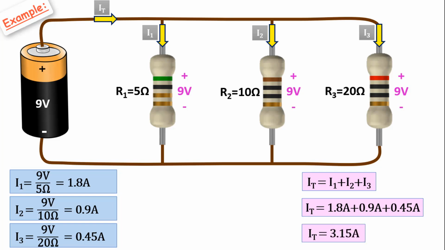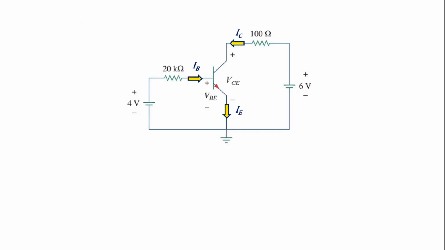We can apply Kirchhoff's current law in all circuits, not just resistors. For example, in a BJT transistor circuit here, the sum of the incoming IB base and IC collector currents to the transistor is equal to the outgoing IE emitter current. Since we use this formula in transistor question solutions, I wanted to show this example, albeit simple. Kirchhoff's current law is basically like this.